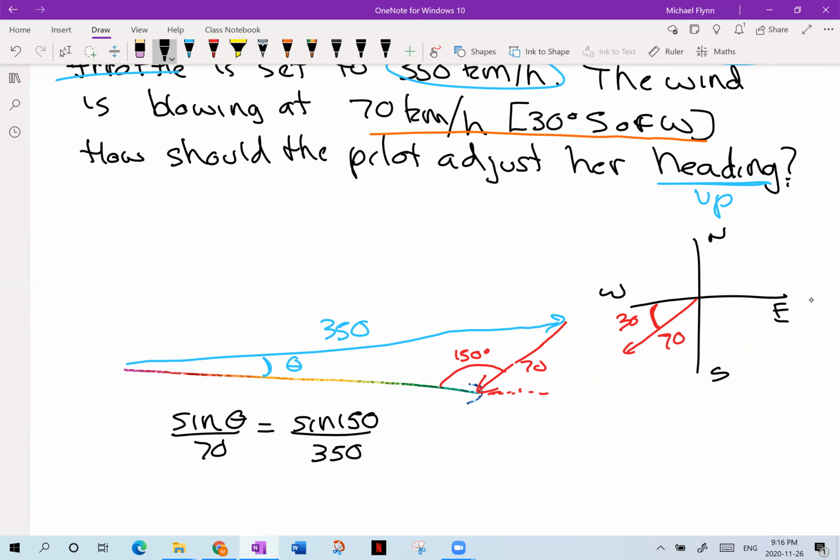Okay, so let's go ahead and do the math. 70 times the sine of 150, divided by 350, equals sine inverse. I get 5.74 degrees. So my answer is theta equals 5.74 degrees.